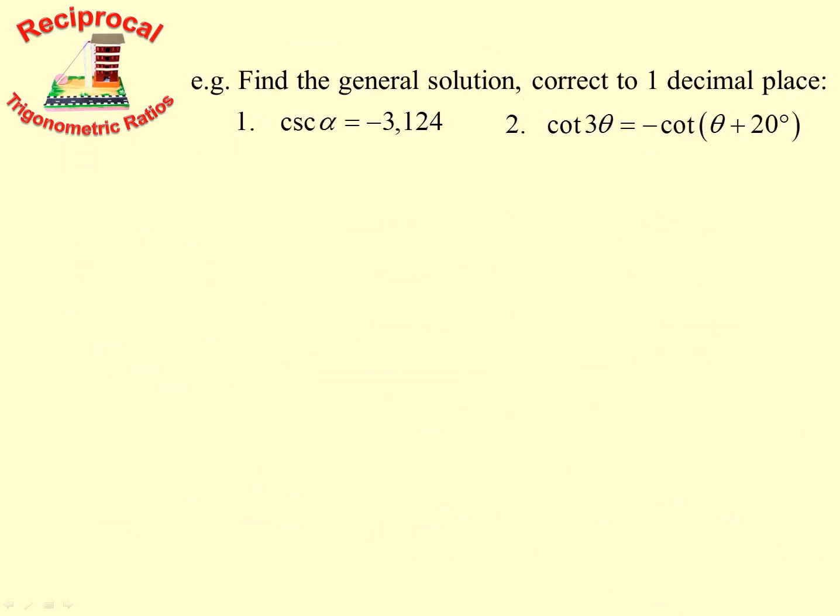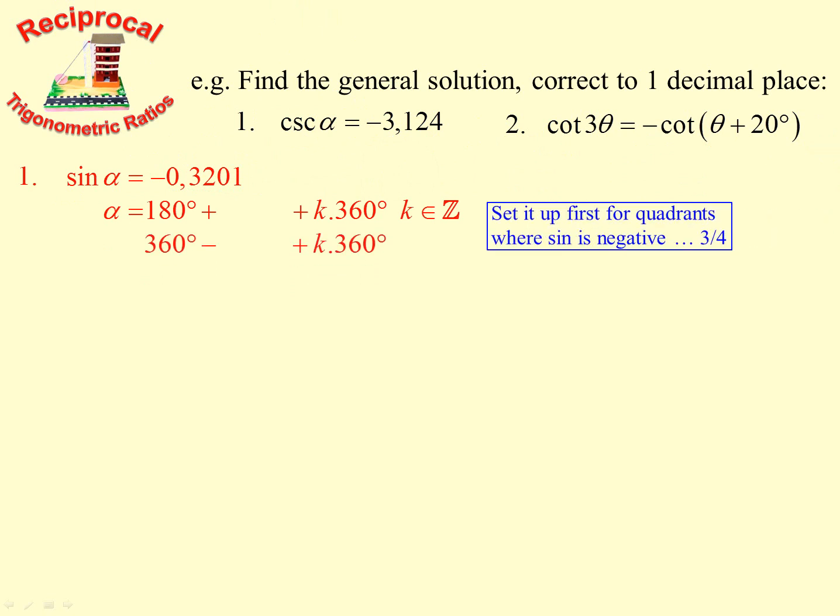Let's have a look at general solution involving the reciprocal ratios. Of course, with these we go automatically to the primary ratios, so it's very much the same as what has happened before in trigonometry. So the first thing we do is we say, well, cosec of alpha is negative 3,124, so we convert that to sine of alpha by inverting the 3,124.